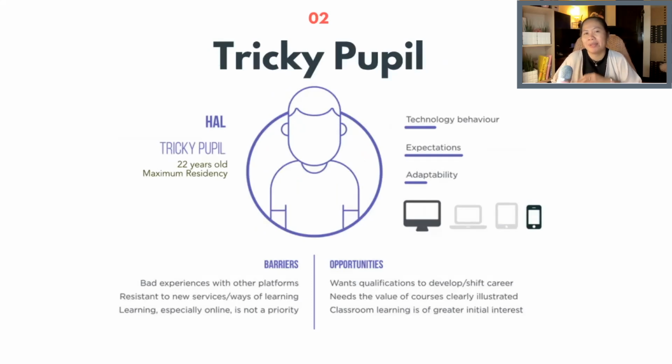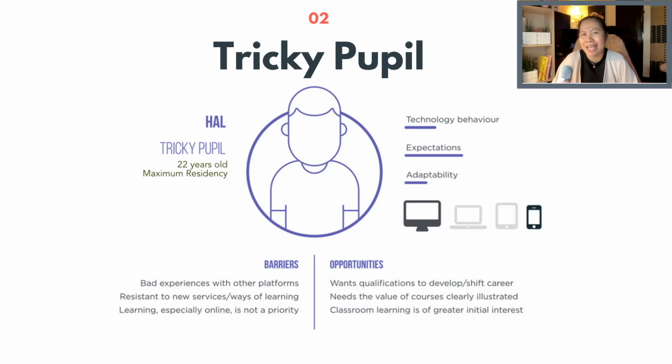Now let's have another example of a persona. The tricky pupil. So we have Hal. He's 22 in his maximum residency. Pain points: bad experiences with other platforms, resistant to new services and ways of learning. Learning, especially online, is not a priority for him. Now, the opportunities: he wants qualifications. He needs the value of courses clearly illustrated. Classroom learning is of greater initial interest. And in terms of technology behavior, it's low. The expectation is average and the adaptability is low too.